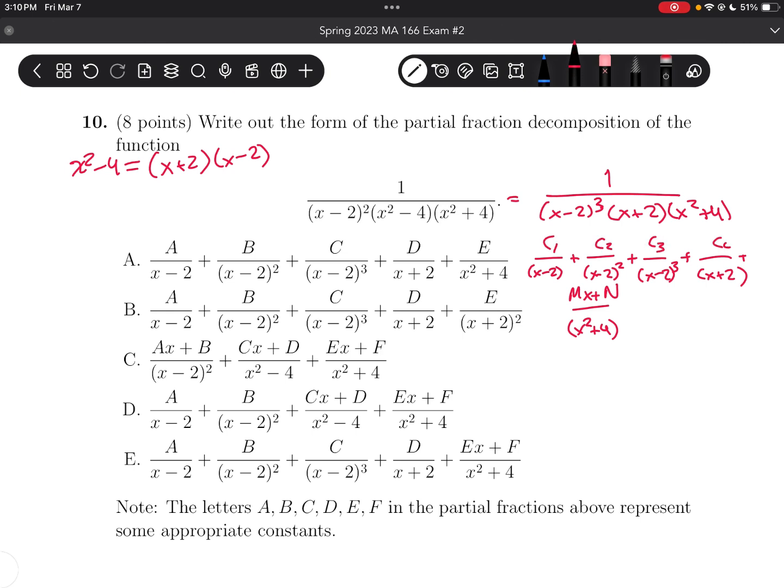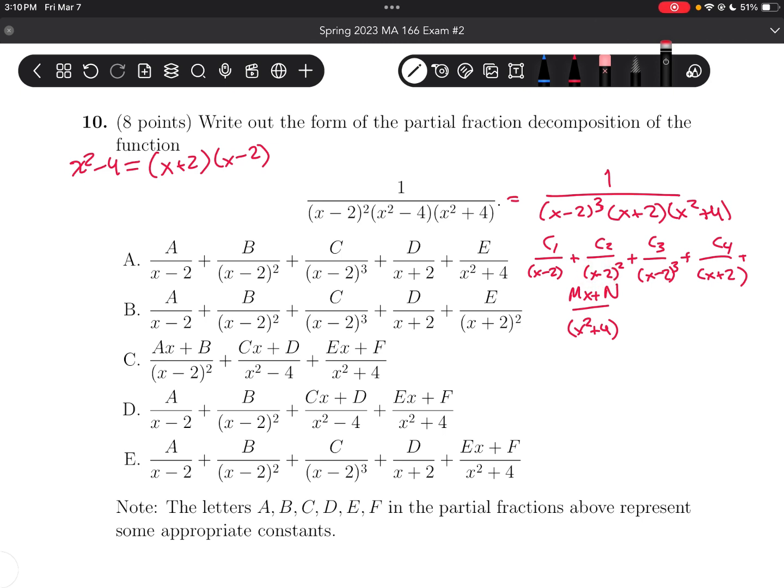Don't get that confused. Since we have a polynomial of degree 1 in the parentheses here, we can have a polynomial of degree 0 in the numerator at most. A polynomial of degree 0 is a constant. So that's why we have a constant here. And likewise for each of the 3 other partial fractions. It doesn't matter that we have x minus 2 squared.